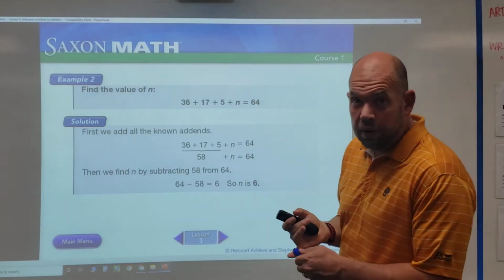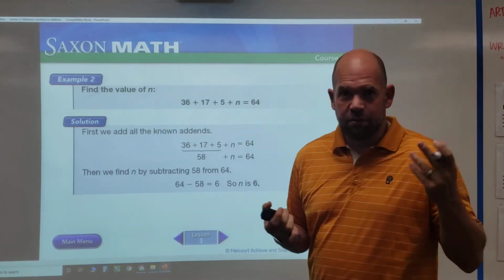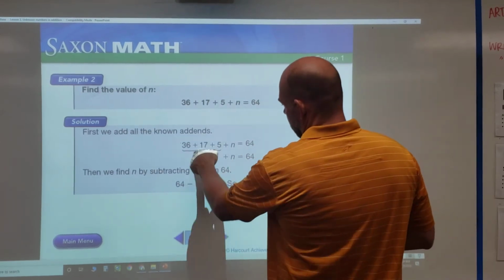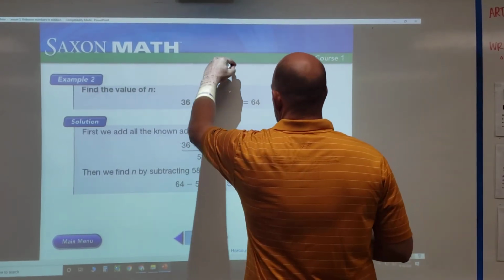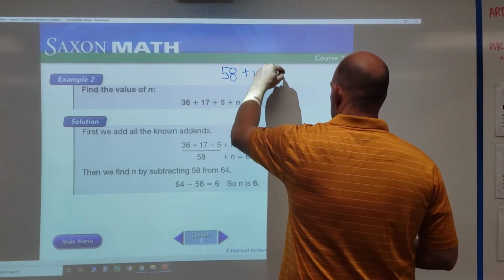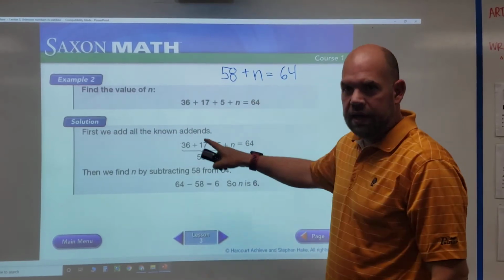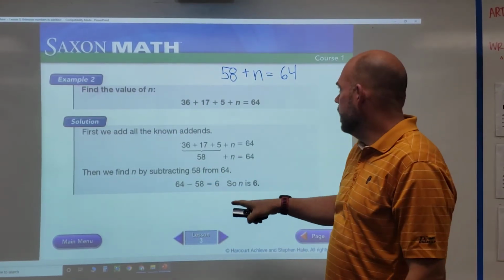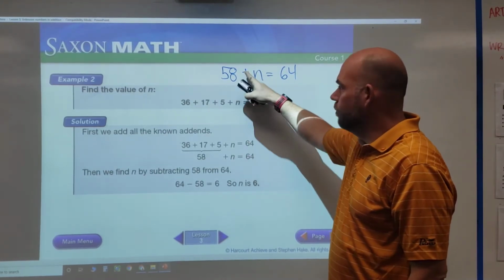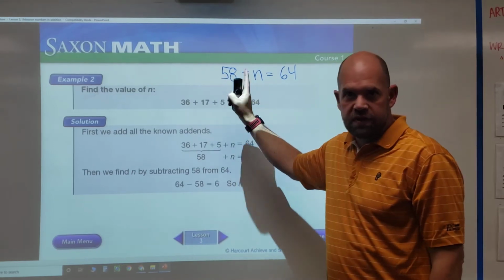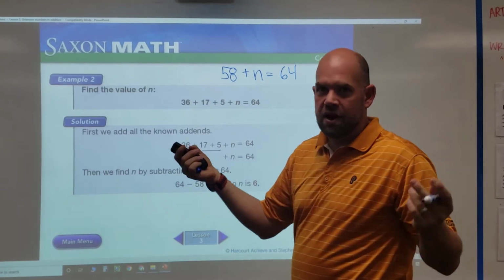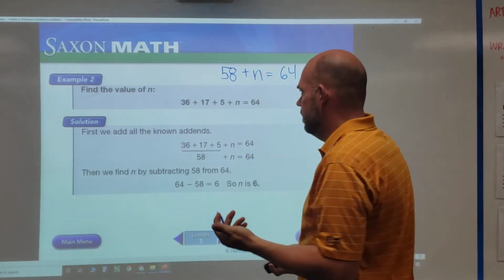Now, one way I like to do this, just because it helps me later on with algebra and things like that, is when I'm doing something like, let's get down to this part of the problem, 58 plus n equals 64. If I draw it out this way instead of vertically, it helps me to say, okay, what do I do to isolate the variable? In this case, we need n by itself. So we have to get rid of this 58. To get rid of it, we just subtract it from both sides of the equal sign. If you subtract the same number from both sides, then it's going to be fine.